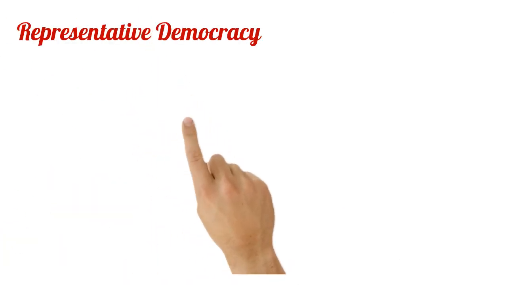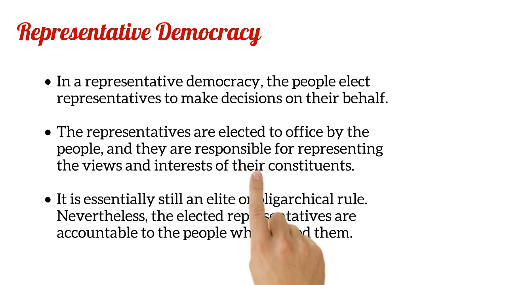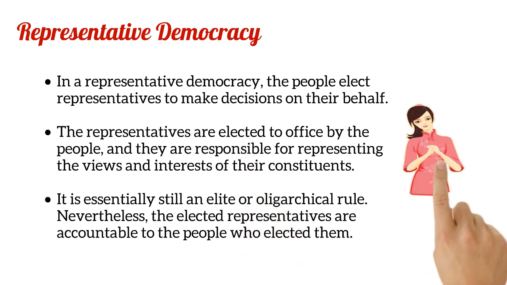Representative democracy. In a representative democracy, the people elect representatives to make decisions on their behalf. The representatives are elected to office by the people, and they are responsible for representing the views and interests of their constituents. It is essentially still an elite or oligarchical rule. Nevertheless, the elected representatives are accountable to the people who elected them. They are expected to listen to the views of their constituents and to make decisions that reflect the interests of the people they represent.